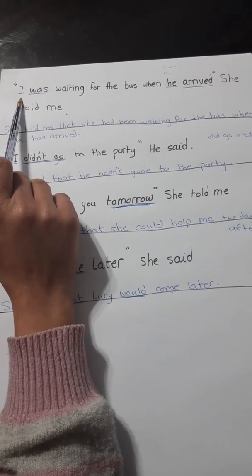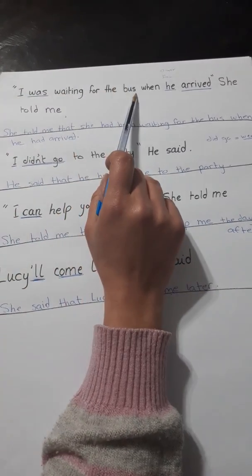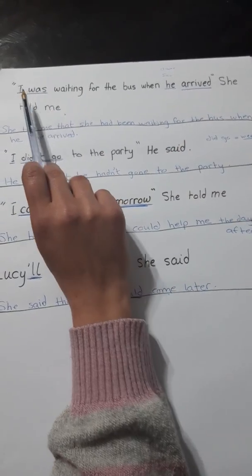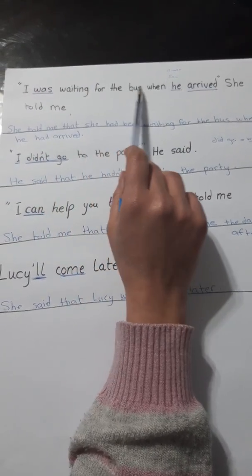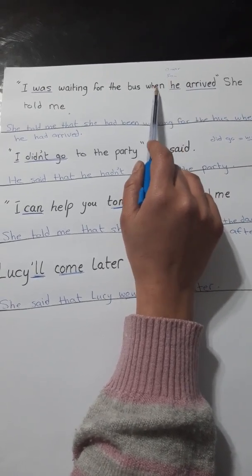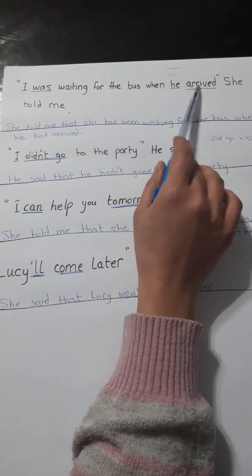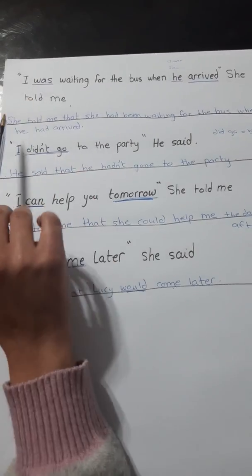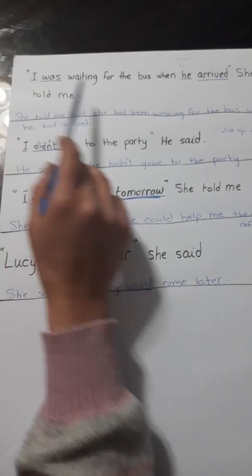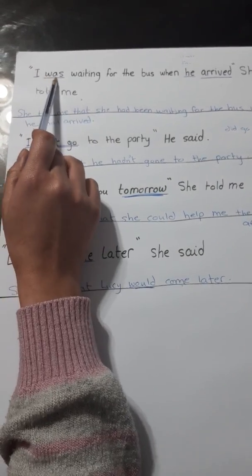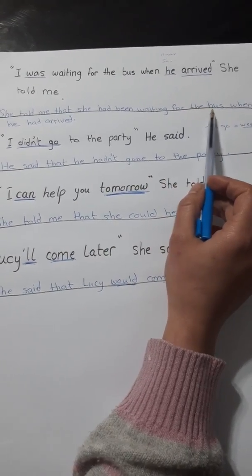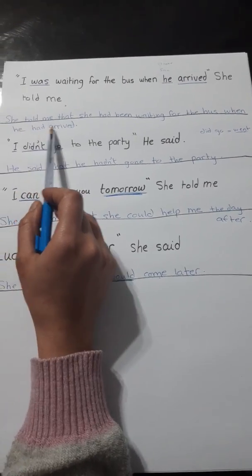The first one: I was waiting for the bus when he arrived, she told me. She told me that she had been, the past of was is had been, waiting for the bus when he had arrived.